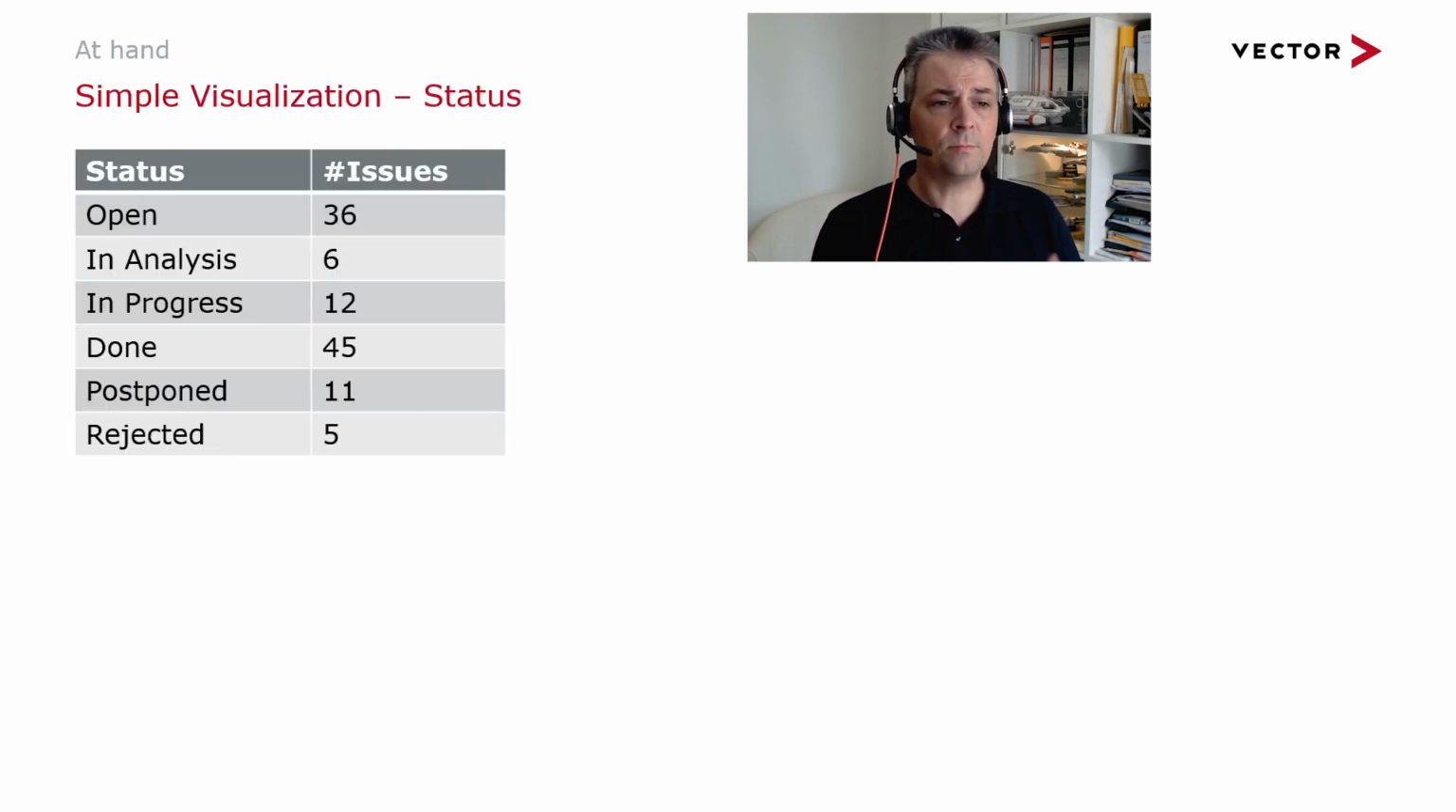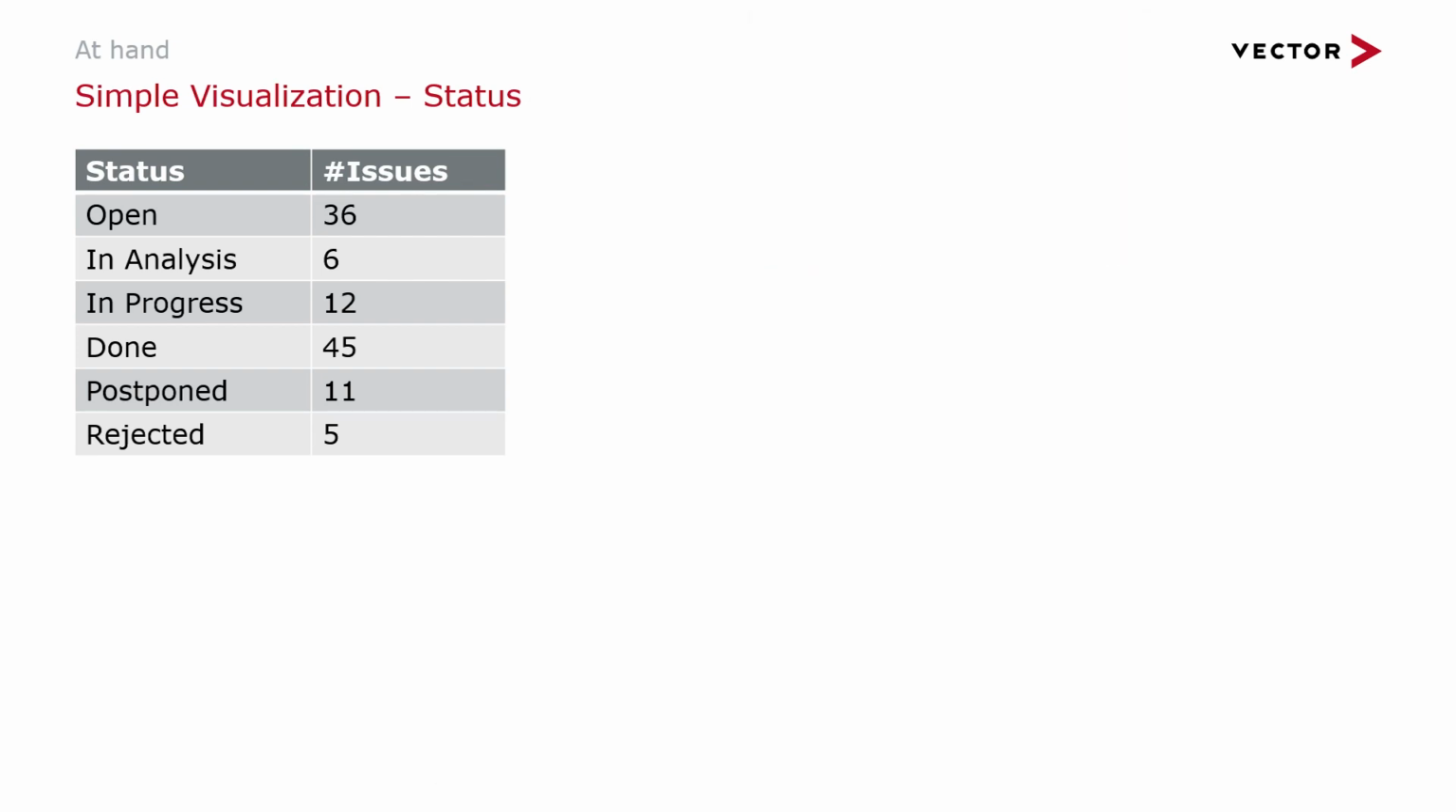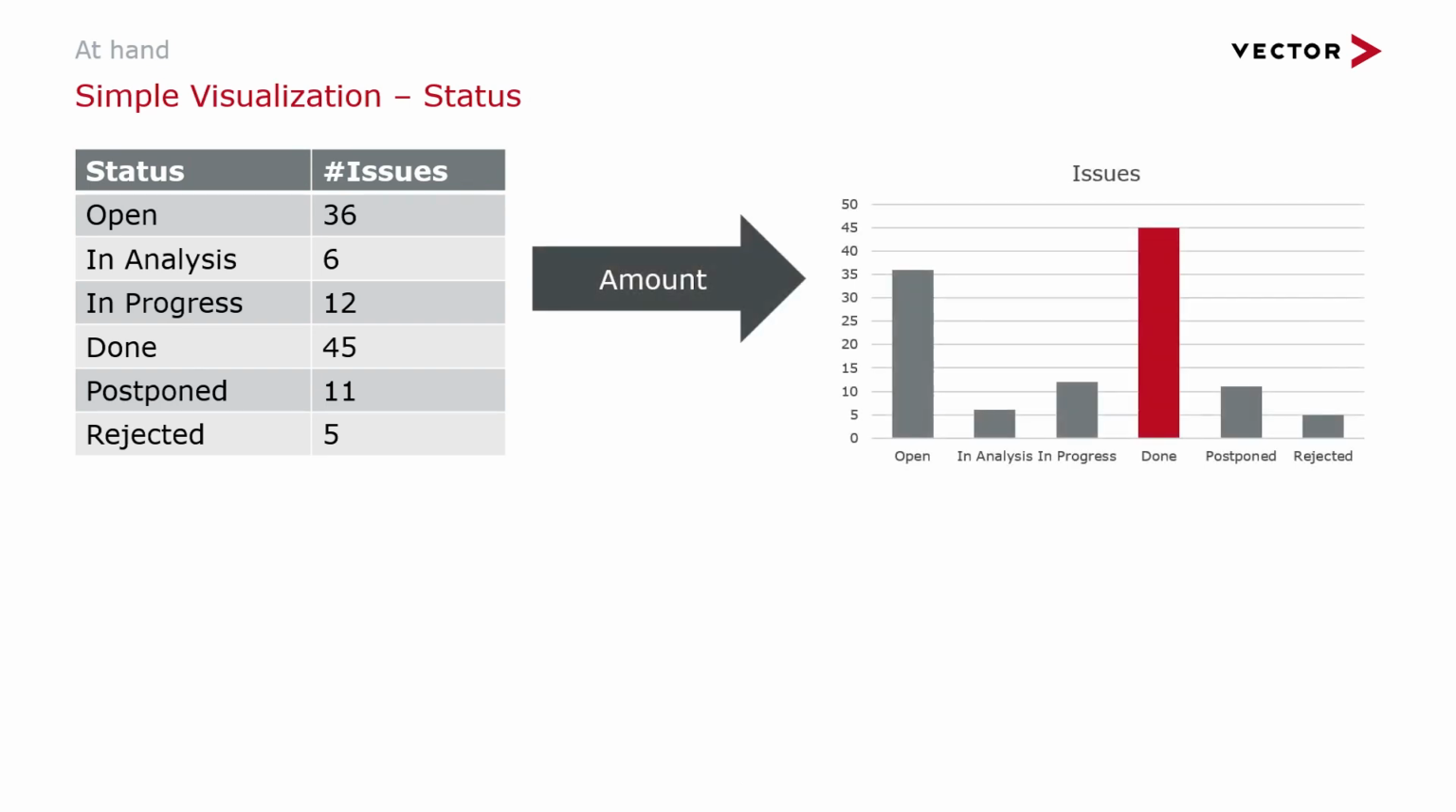Taking an example, simple visualization of a status distribution, status amounts, and so on. So we have a listing of different types of statuses and the number of issues that are in this status. Now we have already multiple options, and that depends on what we want to see in the data. If we want just to see the amount, then we can use a bar chart. That gives us a good impression how many of them are open, how many of them are done, and so on. And with the horizontal lines, we get a good orientation how many there are really.